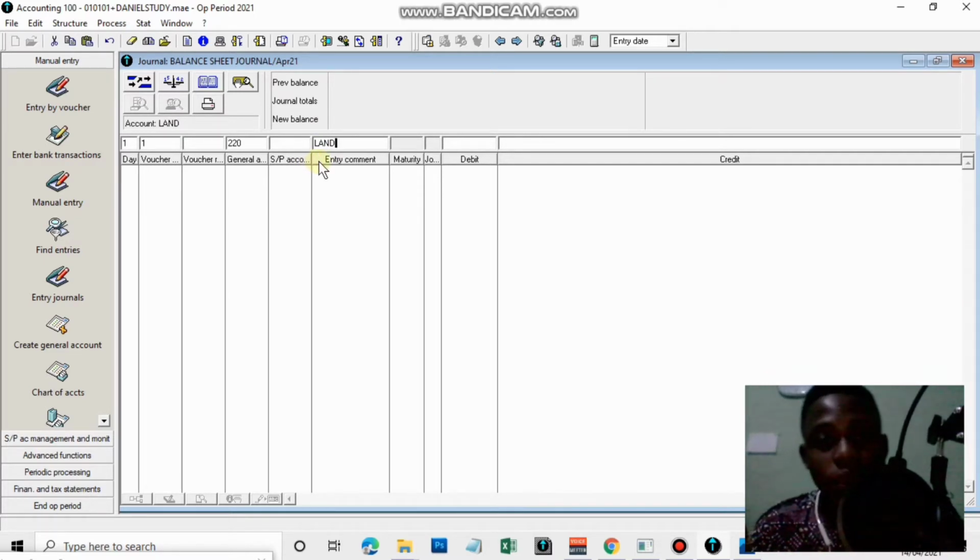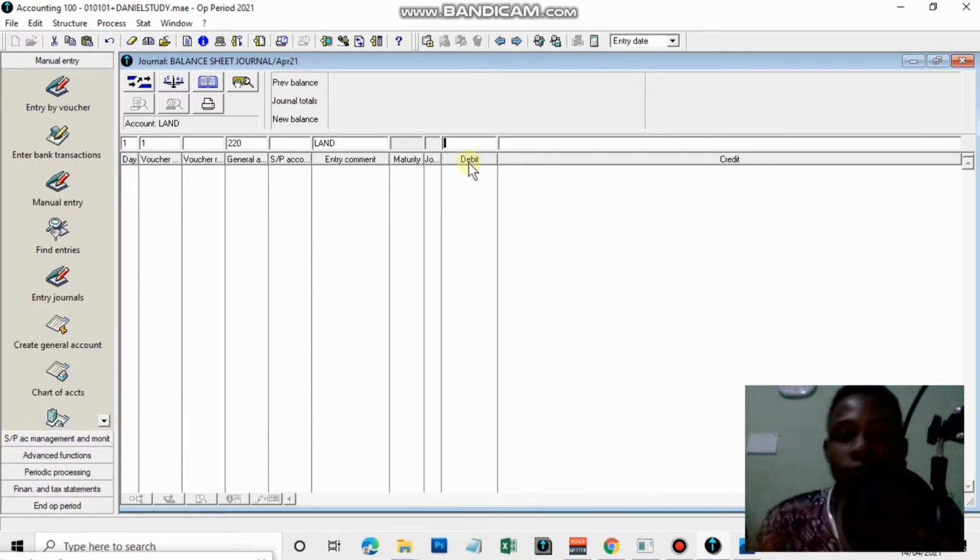After that, you press the tab key again and go to the debit side. Now you need to ask yourself, is land an asset or a liability? I guess a lot of people have this confusion about assets and liabilities. Assets are the things that the business owns, like the land, the buildings, the delivery van, and everything that goes along. So on the balance sheet, we debit everything that the company owns, and on the credit side, everything that the company owes.